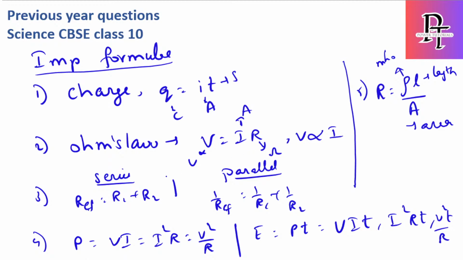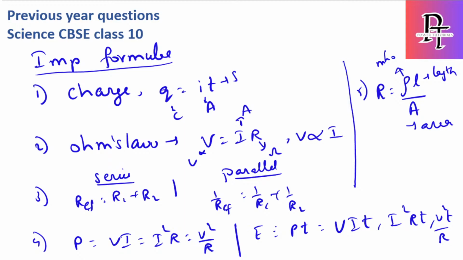Okay, then we have series and parallel combination formulas. For series resistance, R effective is equal to R1 plus R2, whereas for parallel resistance, 1 by R effective is equal to 1 by R1 plus 1 by R2. Then we have the power formula. Power is equal to V into I, or I square into R, or V square by R.